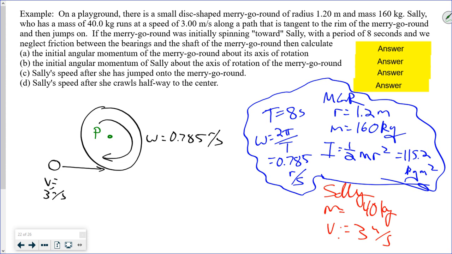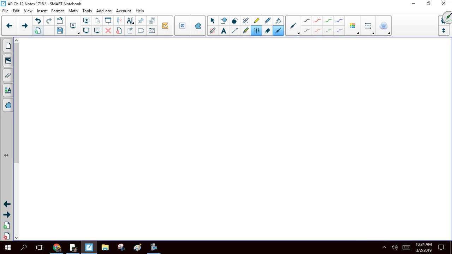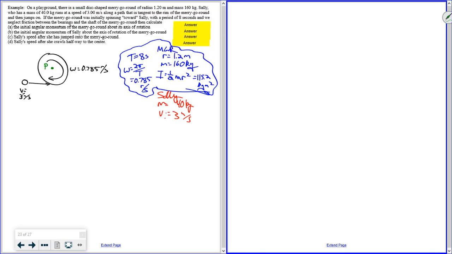All right, so let's do some stuff here. Part A wants the initial angular momentum of the merry-go-round about its axis of rotation. So L is simply I omega. That's not too bad. We already found our I, that's 115.2 kilogram meters squared, times our omega.